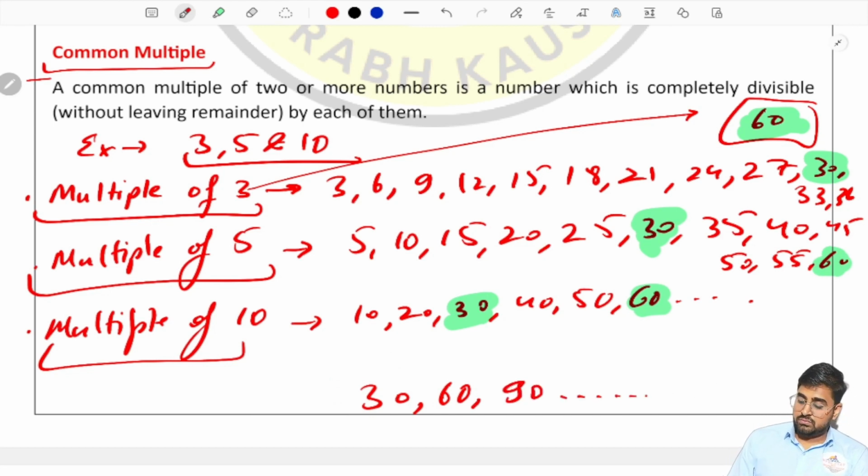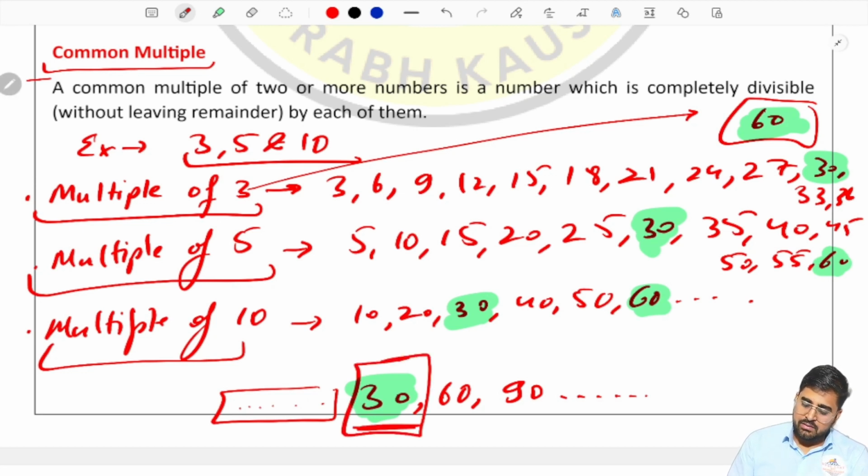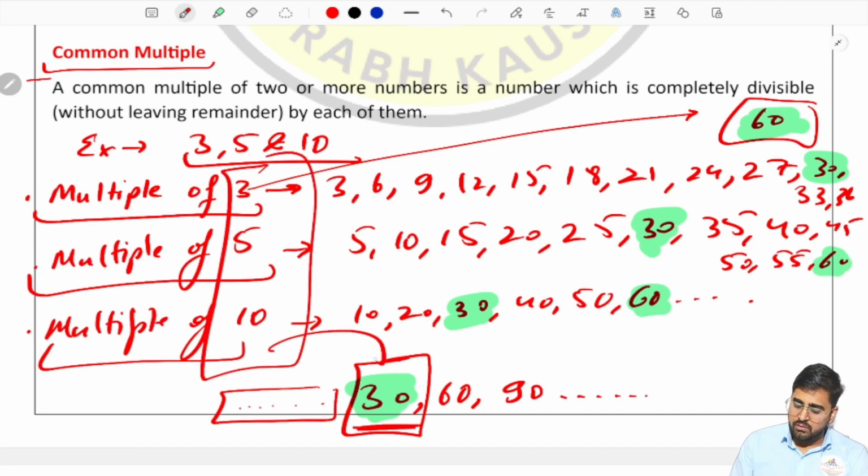Now the least common multiple is 30 here. 30 means there is no common multiple in front of 30, so 30 is the least. There is no 10, no 5, no 6, no 2. 30 is a number which can be divisible by all of these numbers. That's why it's called least common multiple.